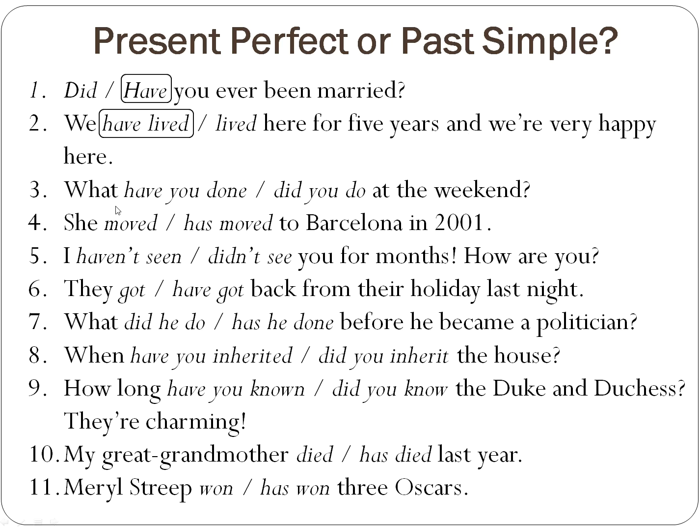Number 3. What have you done at the weekend? Or what did you do at the weekend? The weekend is finished, right? It is over. So we're going to use past simple. What did you do at the weekend? Number 4. She moved to Barcelona in 2001. Or she has moved to Barcelona in 2001. Moved, because this is a finished action. The action of moving is finished, and you even have this time expression to help you, in 2001. It's in the past.